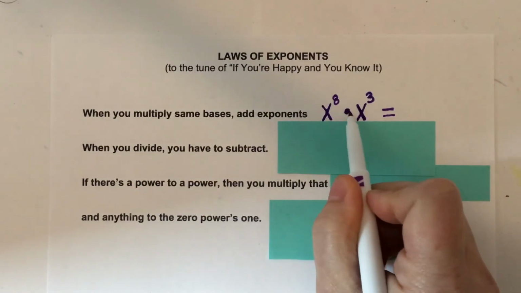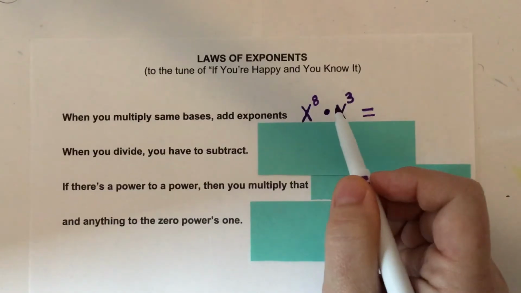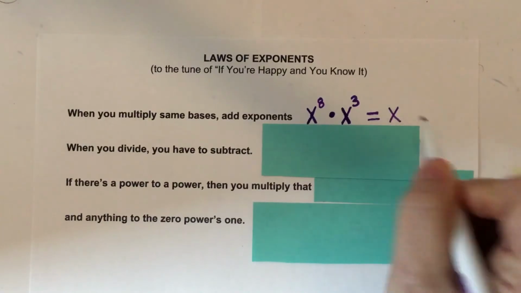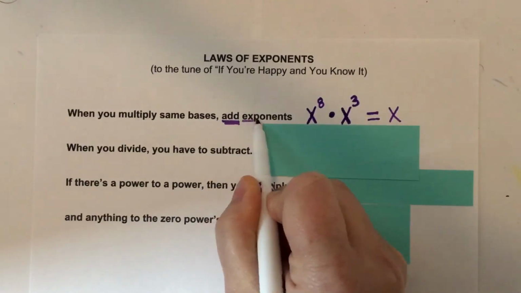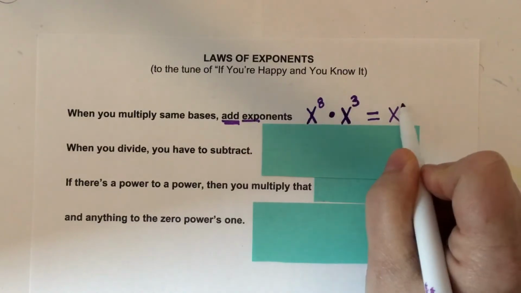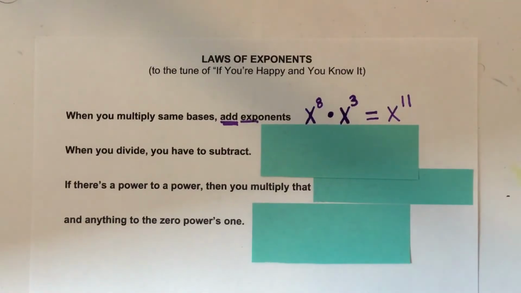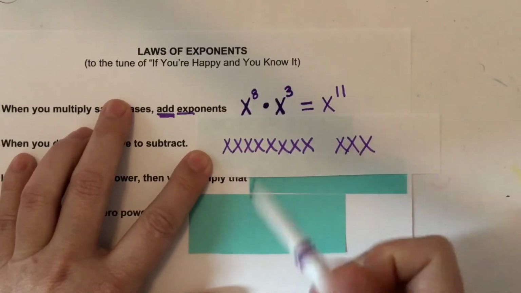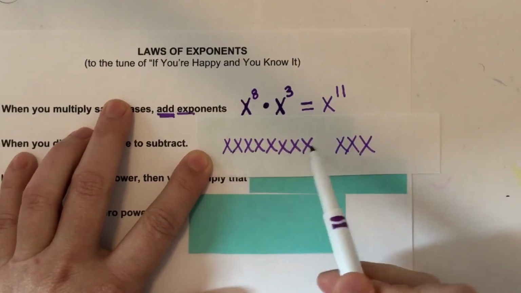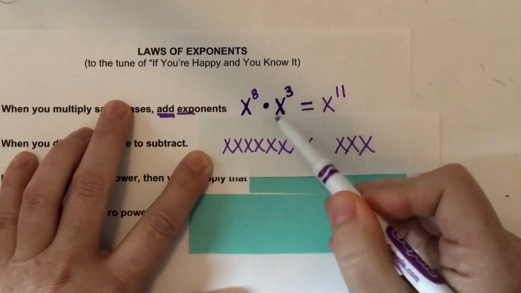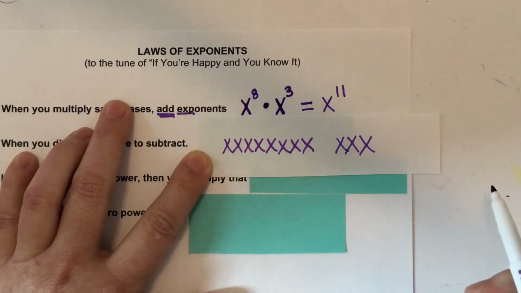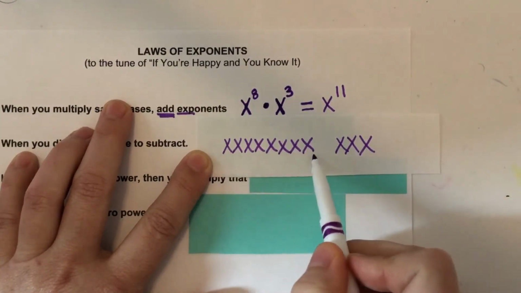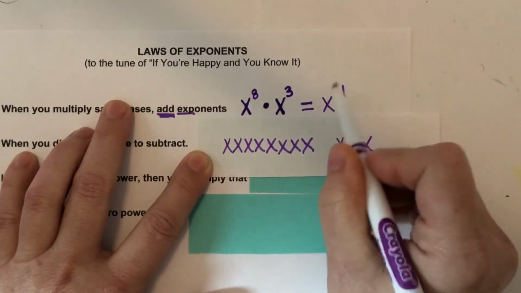So when you're multiplying the same base, the rule is you're going to keep the base and you're going to add the exponents. So 8 plus 3 makes 11, and that would be my answer. This is what it looks like when you multiply the same base. Now, I want you to understand what this means visually. I have 8 x's, so I drew 8 x's for you, and I'm multiplying it with 3 more x's. I want to know how many x's that is at the end. So it'd be your 8 x's plus your other 3 x's, which is 11 total.